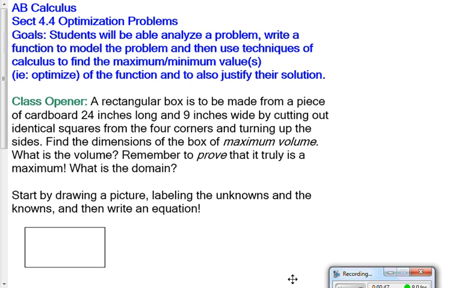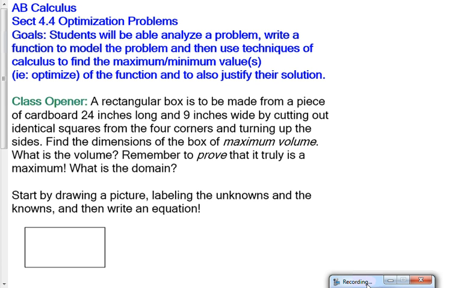The first example here is a pretty classic mathematics problem. We're talking about a rectangular box to be made from a piece of cardboard. You're going to take a piece of cardboard, cut a square out of each corner, fold up the sides, and you're going to have a box without a top on it.